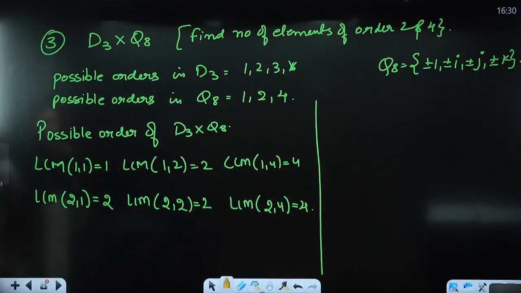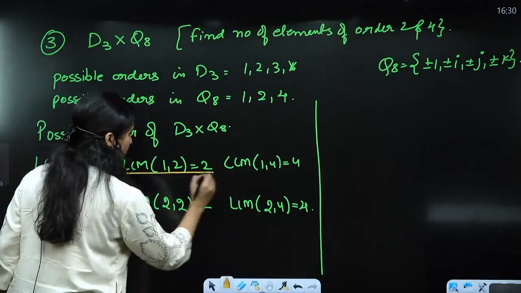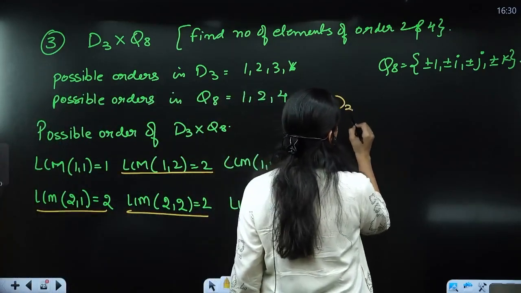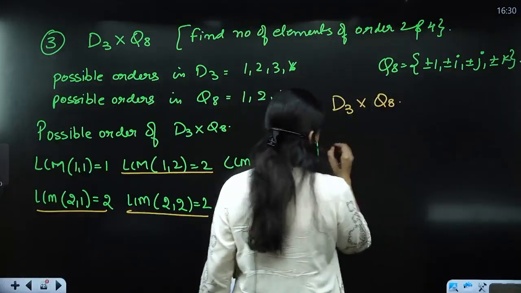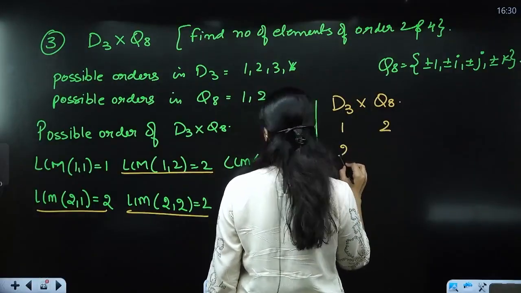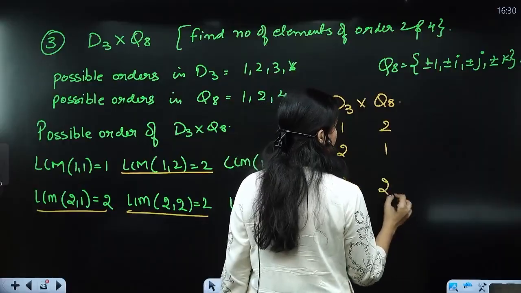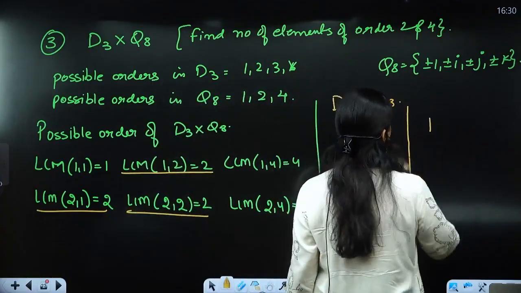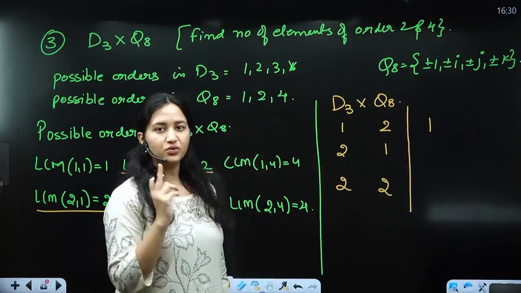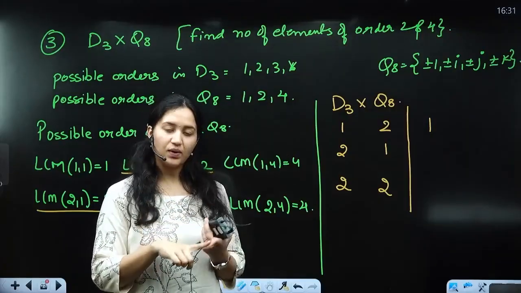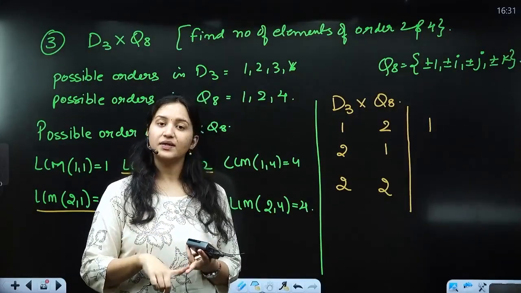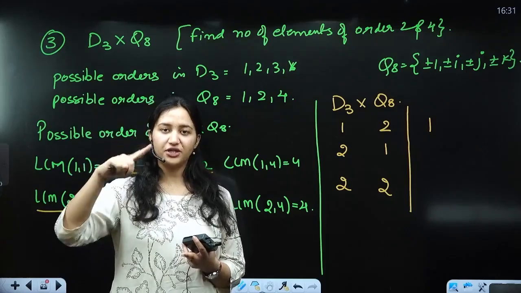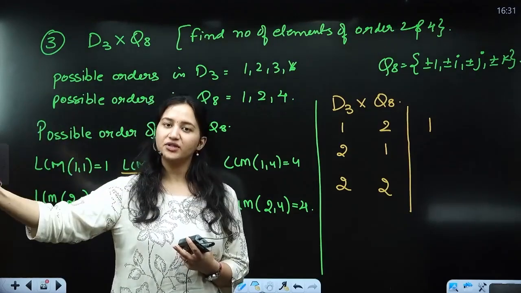So the number of elements of order 2. What are the possibilities? 1, 2 and 3, right? So if I take D3 cross Q8: 1, 2; 2, 1; and 2, 2, right? Now the number of elements of order 1 in D3 is 1 only, right? Now the number of elements of order 2 in Q8, how many elements are there? One is there, 1 is of order 1 only, minus 1 is of order 2 and all the rest of the elements are of order 4. If you remember, i to the power 4, j to the power 4 and k to the power 4 are 1, and similarly for the negative ones, right?